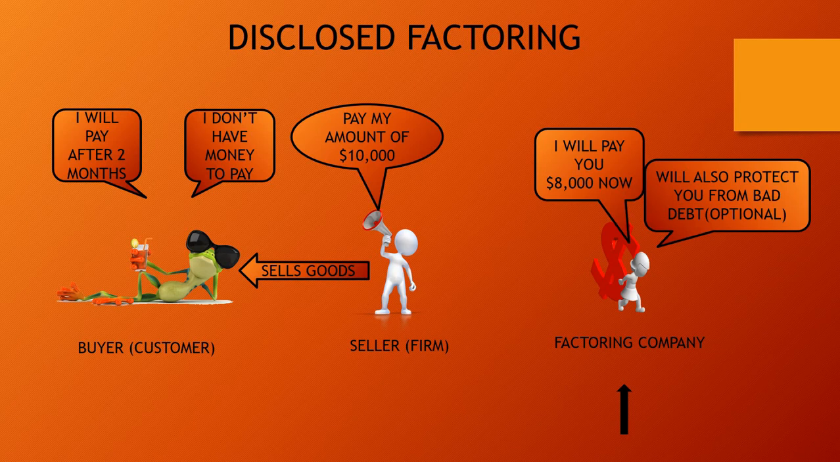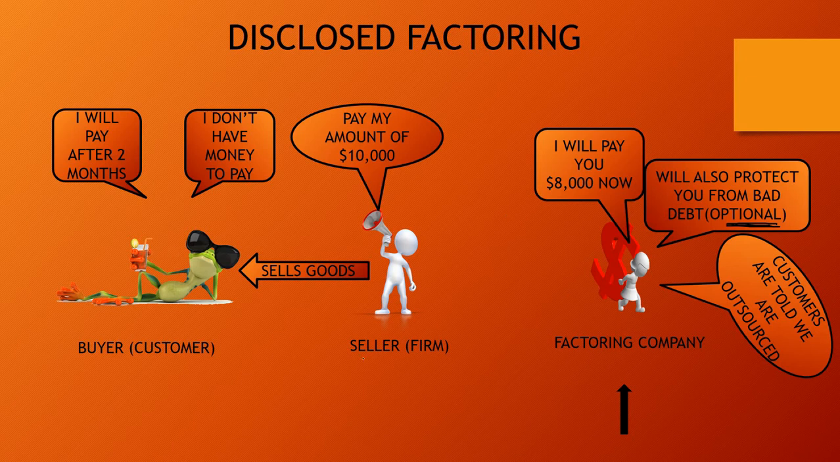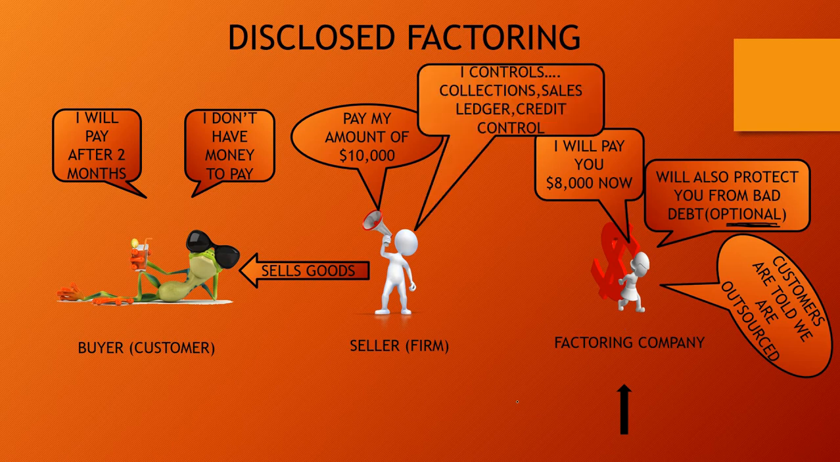So the factoring company says that I'll protect you from the bad debts, as was the case in non-recourse factoring. But this protection is optional. It's completely optional for the factoring company. They can agree to protect you from the bad debts, or they cannot. And in this case, the customer is aware of the factoring company. This customer knows that my invoice is being sold to this factoring company and I have to pay the factoring company. That's why it's called disclosed factoring.